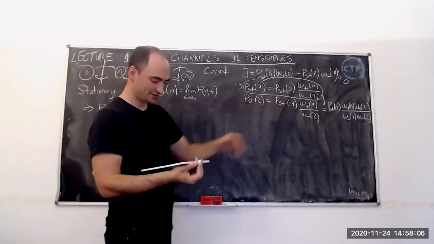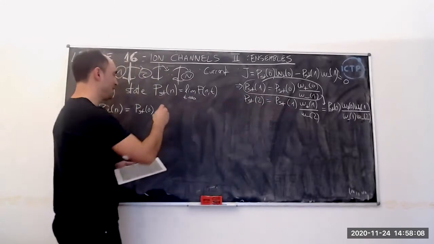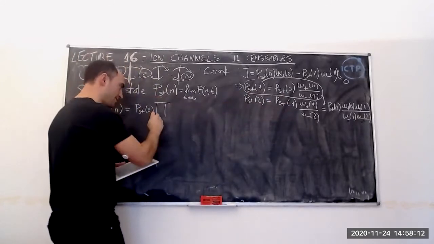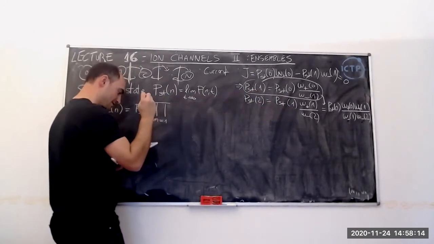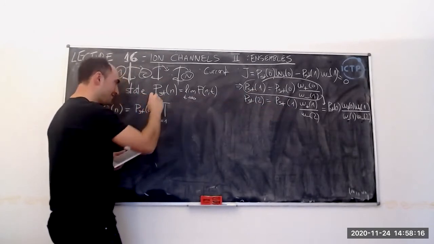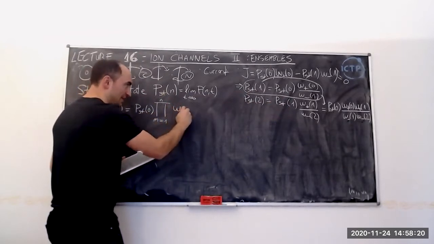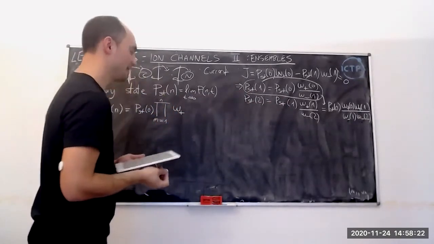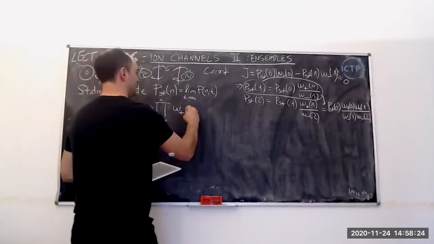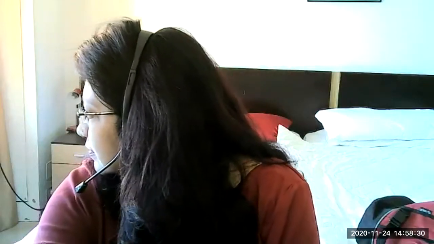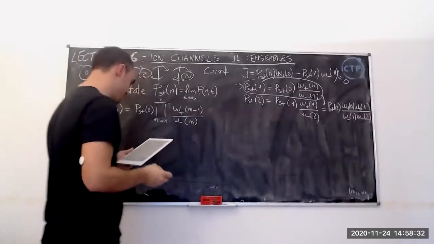So it's a product from m equals 1 to n of omega plus m minus 1, then omega minus m. This is the structure of the product.